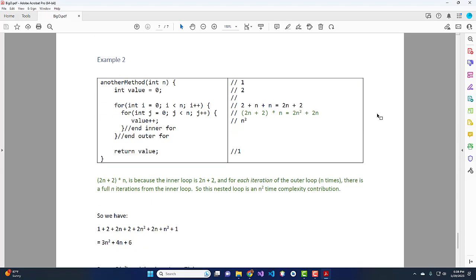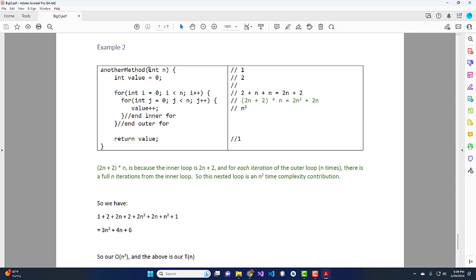Okay, example 2. With this one, again, passing the value in, I'm calling 1, doing an initialization with the declaration is 2. In this case, there are 2 loops. We have to be a little bit cautious about what's going on here. So this outer loop happens 2 times. This is i less than n, and then this is i plus plus. Each of those is n times, so there's 2 of those. So that's 2n plus 2.